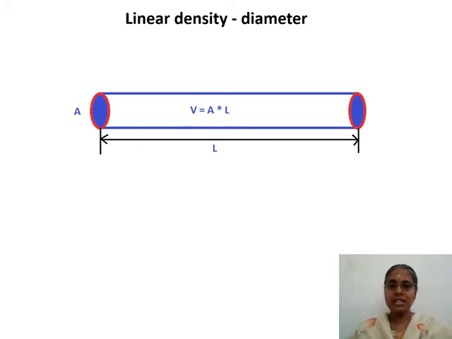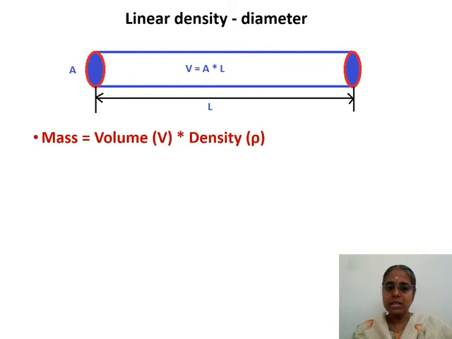To find that relationship, let us assume the fiber to be circular, with fiber length L and cross-sectional area A. The blue color is the cross-sectional area and the fiber is of length L. So the volume of the fiber is area into length, considering it as a cylinder. Mass is equal to volume into density. From the relationship, density is equal to mass by volume, which we have rewritten as mass is equal to volume into density.